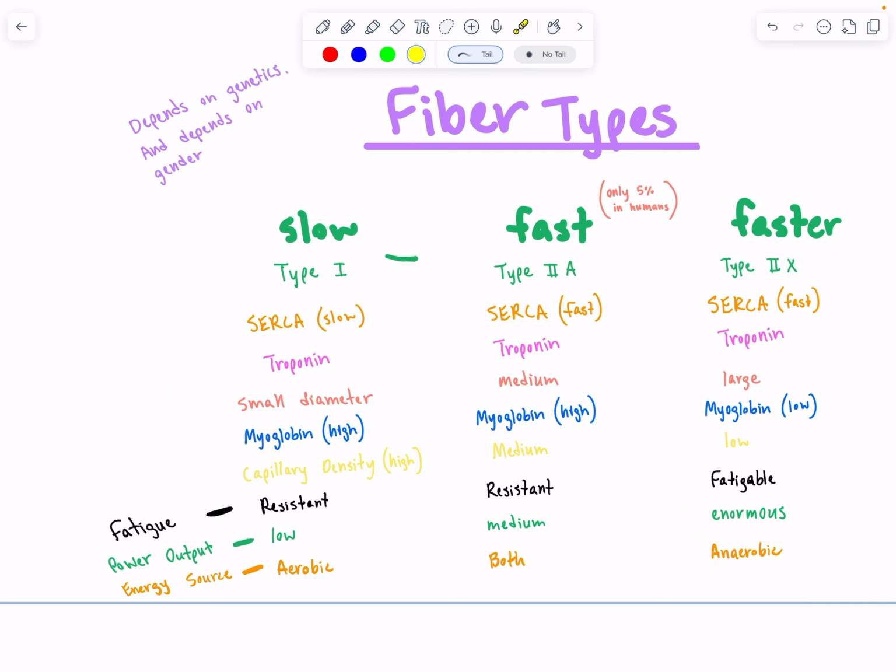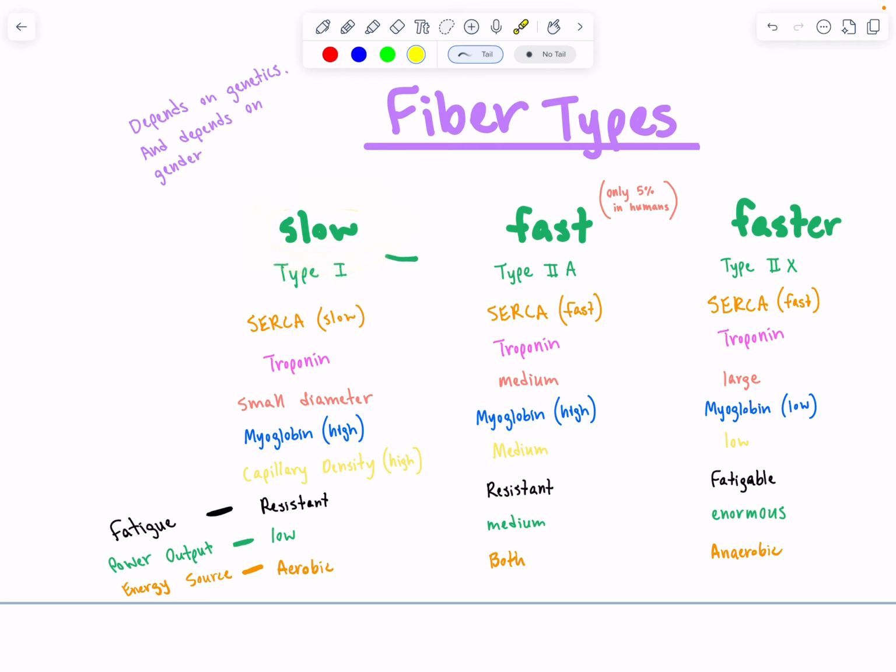Type 1 muscle fiber type is slower. If we think of cardio as opposed to big explosive movements like jumping, let's use the example of pull-ups versus just hanging on a bar. Hanging on a bar would activate or use these, which are slow.